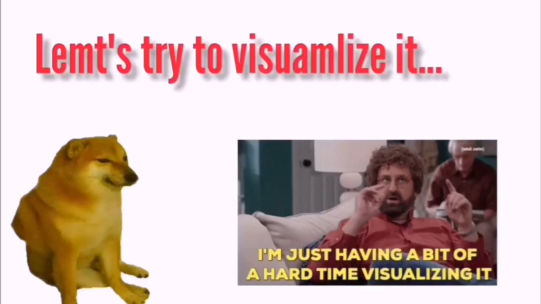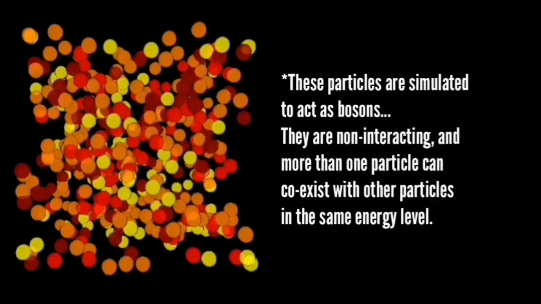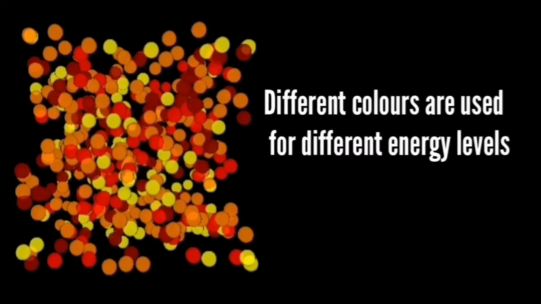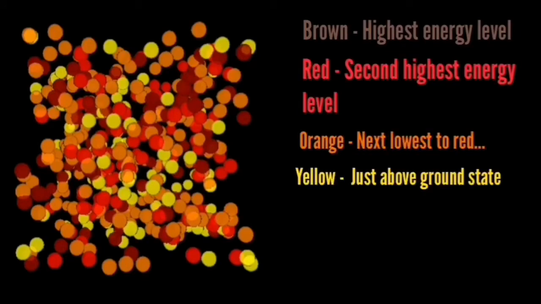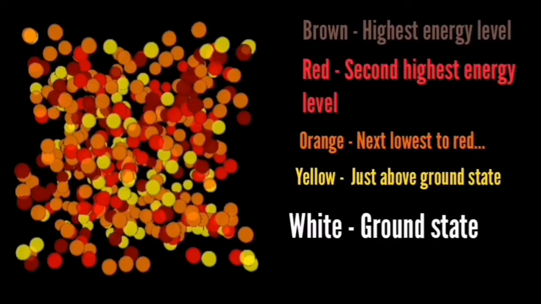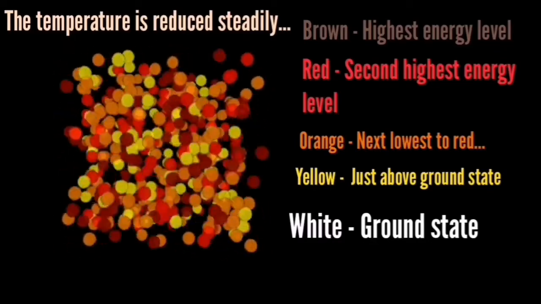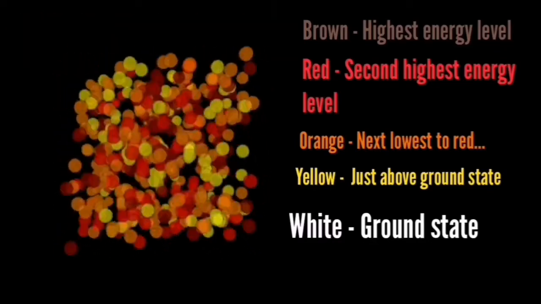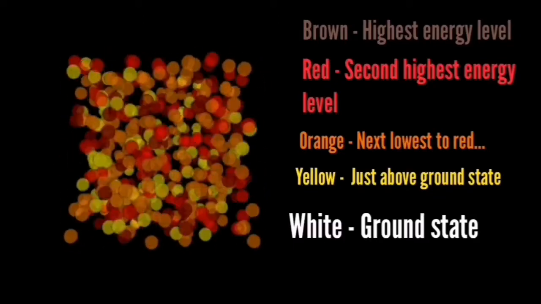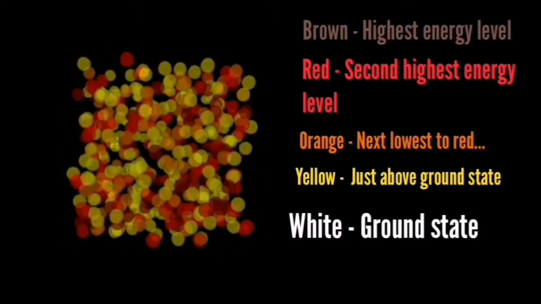Let's try to visualize what happens exactly by watching a simulation. In the beginning, the particles are in different energy levels. Their energy levels are given by their colors. Brown denotes highest energy, red second highest, orange third highest, and so on, till white, which denotes ground state. As the temperature is reduced, we see that the particles fall from higher energy levels to lower ones, denoted by the change in their colors and reduction in velocity.